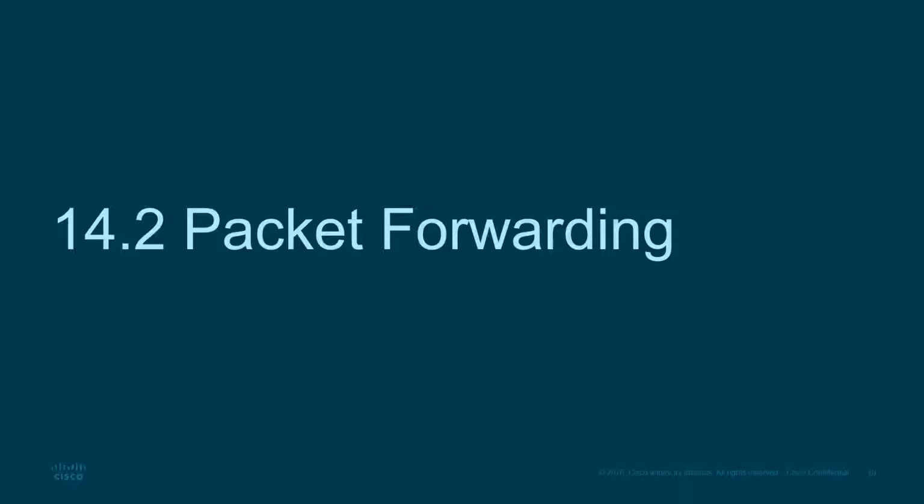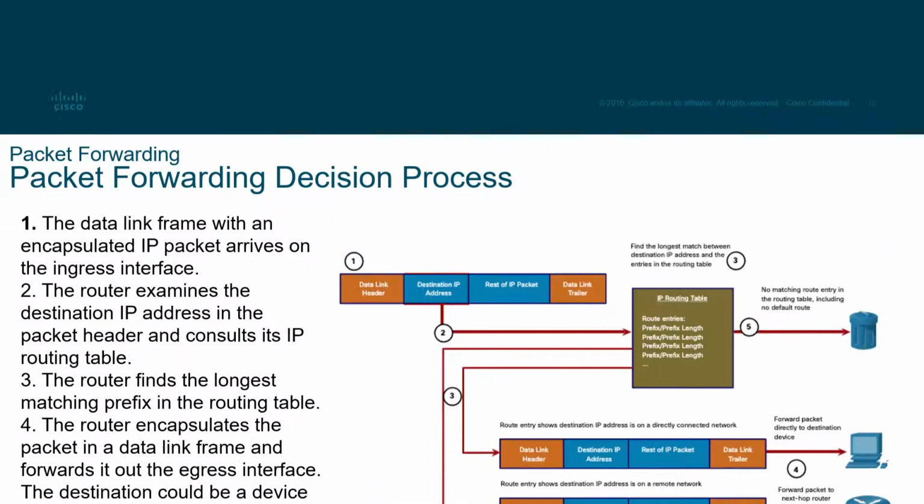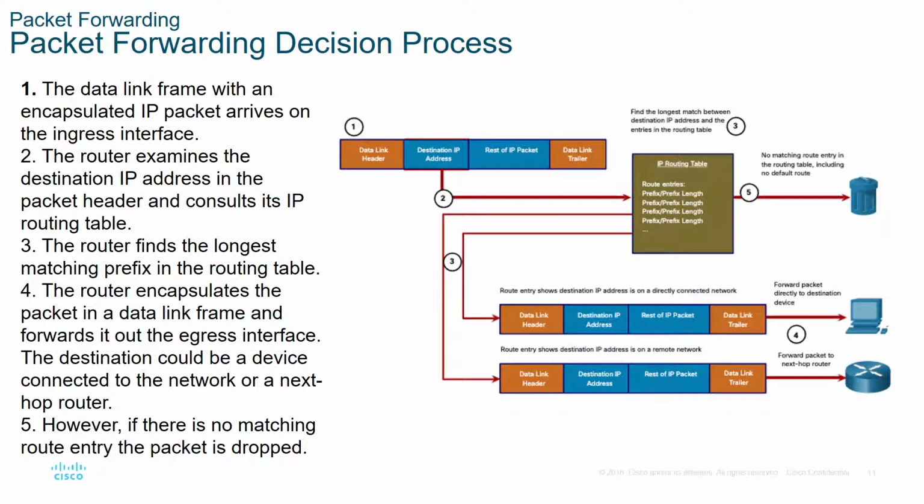Packet forwarding. Packet forwarding decision process. Step 1. The data link frame with an encapsulated IP packet arrives on the ingress interface. Step 2. The router examines the destination IP address in the packet header and consults its IP routing table.